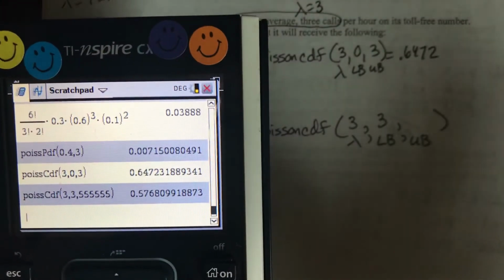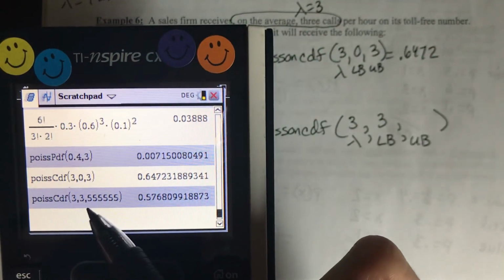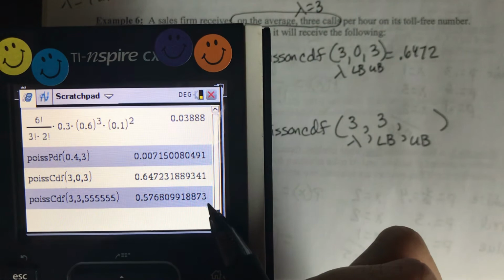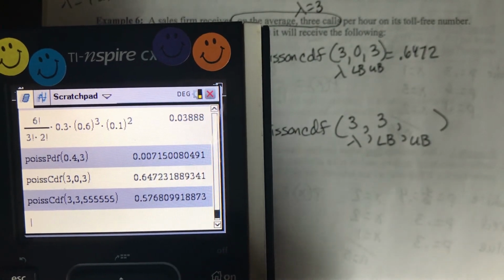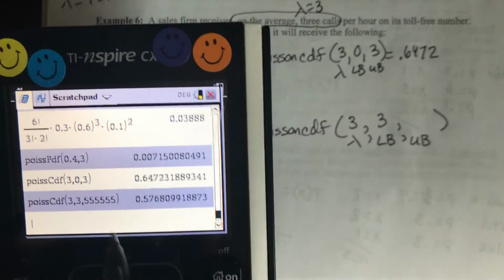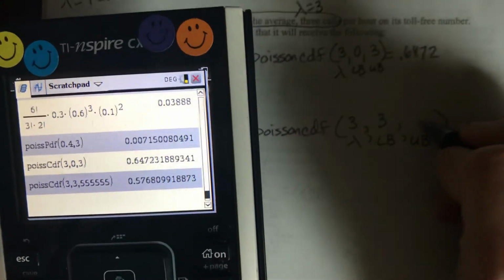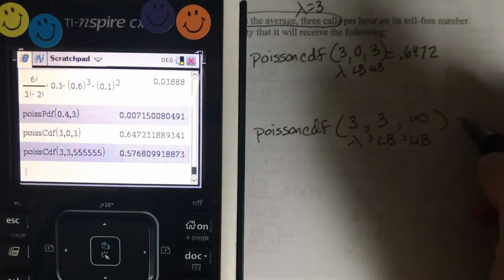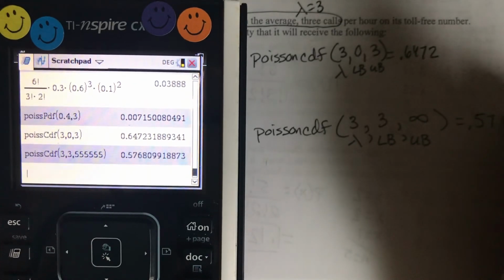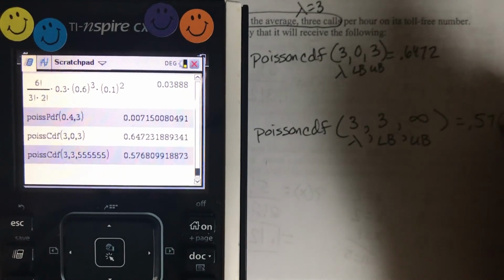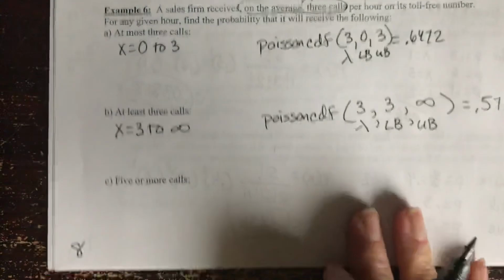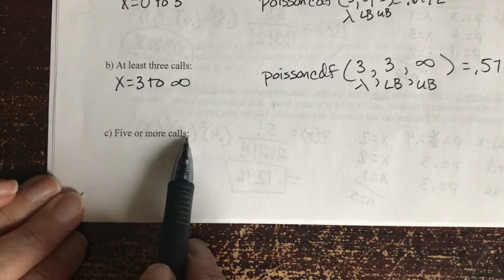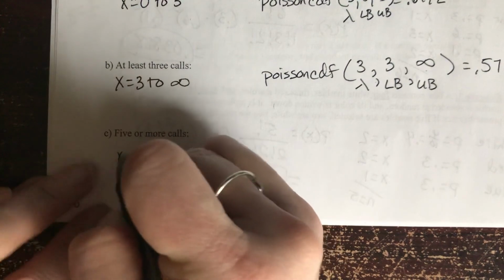If you pick such a huge number, the difference might be out in the last decimal place, it might be a 4. But for our purposes, you can't hit the infinity button. You can handwrite the infinity symbol, but you're going to have 0.5768 as your answer.